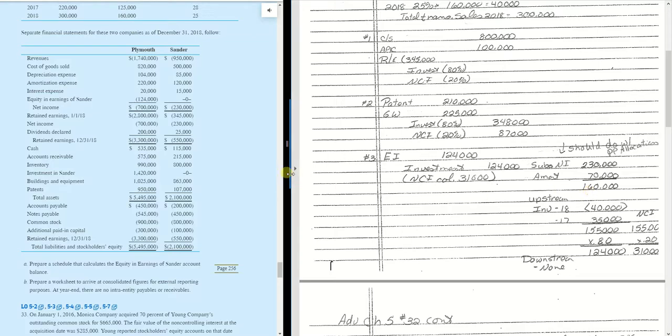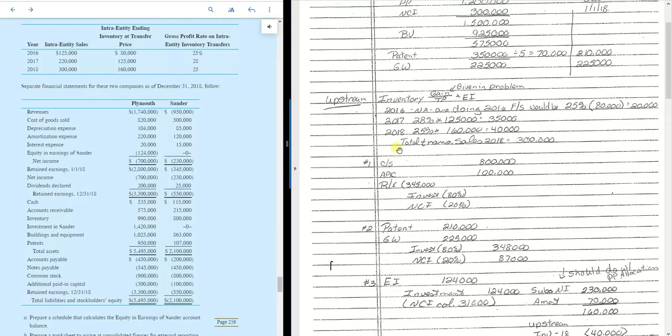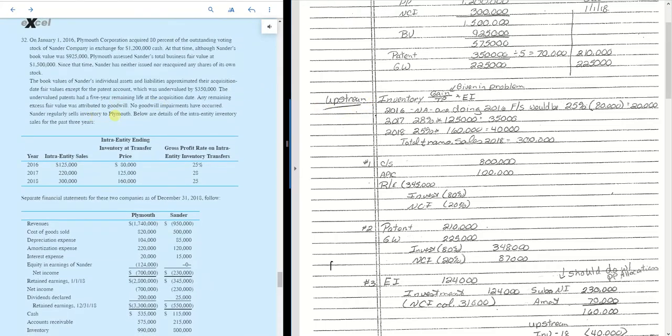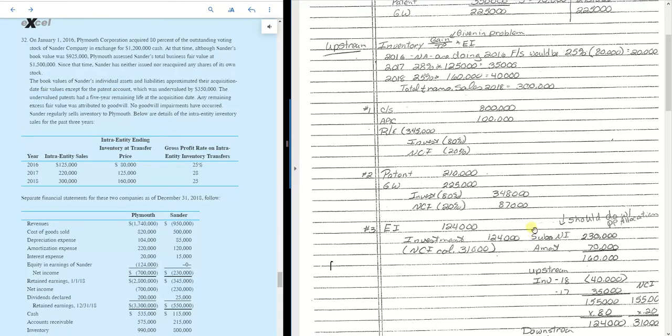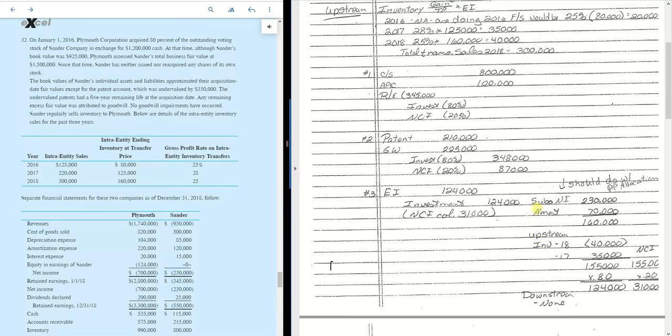Then I'm going to adjust for upstream items. I really should have mentioned that, but I did write it here. So notice that these intercompany sales, Sanders sells to Plymouth. So it's really important to know if these are upstream or downstream. Notice that in my equity income computation, I do subs net income minus amortization, then take upstream items, and then take the ownership percentage, and after the ownership percentage, I take downstream.